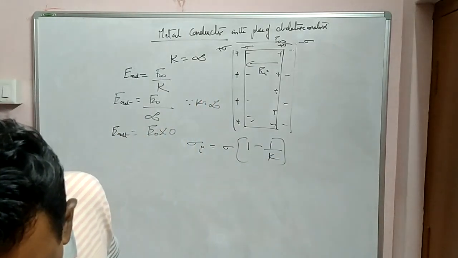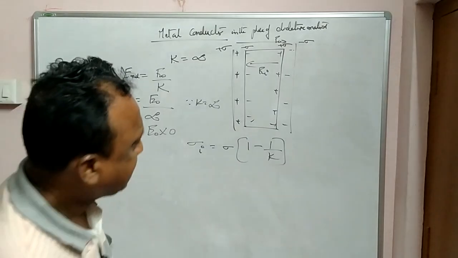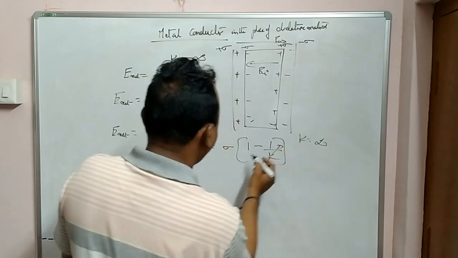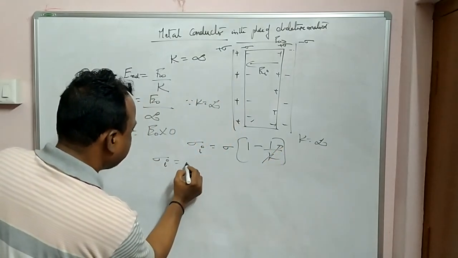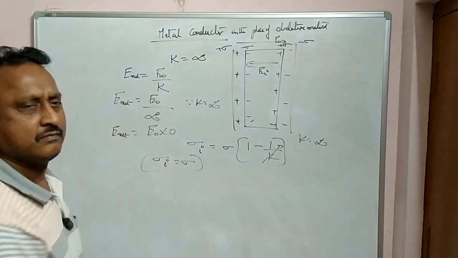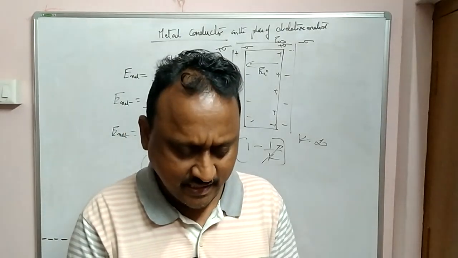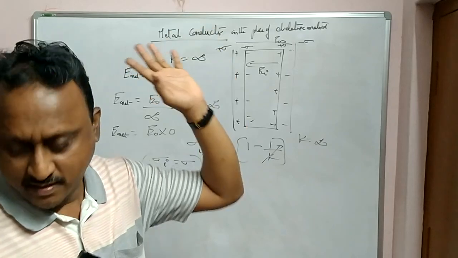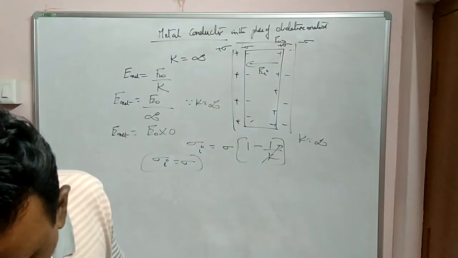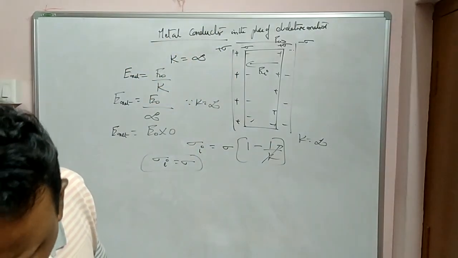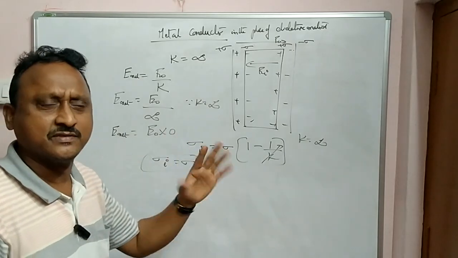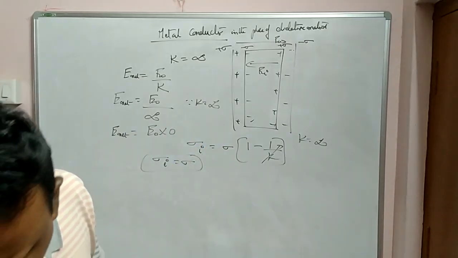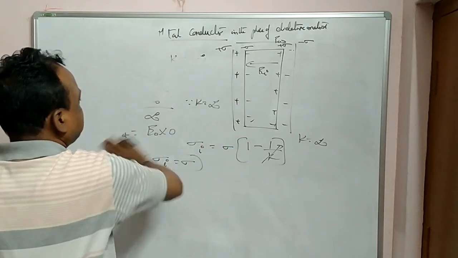Sigma induced is equal to sigma, or sigma 0, into 1 minus 1 by K. Since K is infinity, 1 by infinity becomes 0. So sigma induced is equal to sigma before. So no change in the charge density for a metal conductor used instead of dielectric material between the parallel plates. Sigma is equal to sigma, so it remains the same value. Okay? Now let us go to the next one.